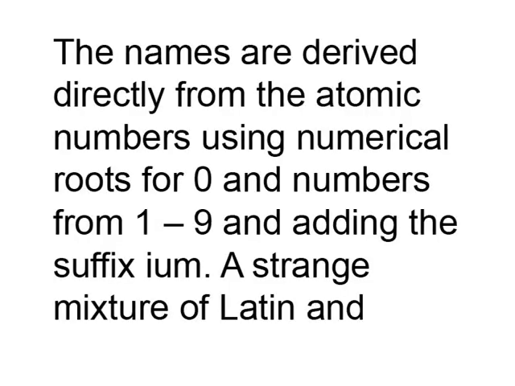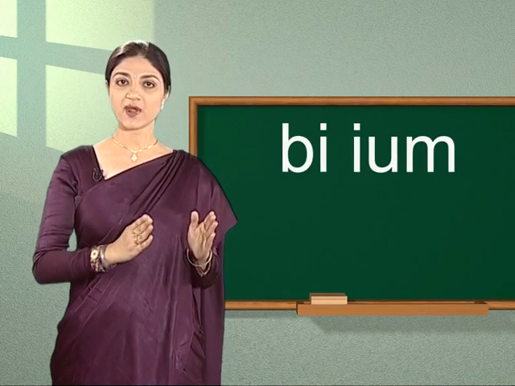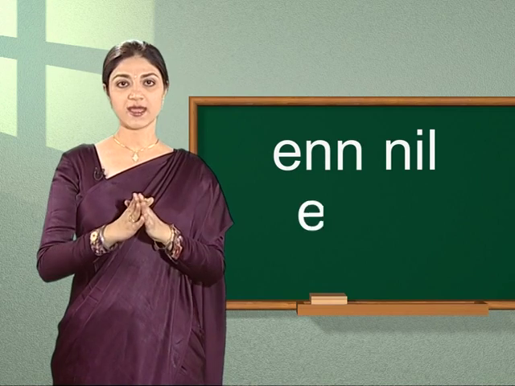The main points of this nomenclature are: the names are derived directly from the atomic numbers using numerical roots for 0 and numbers from 1 to 9 and adding the suffix "-ium". A strange mixture of Latin and Greek roots has been chosen to ensure that the symbols are all different. In certain cases, the names are shortened. For example, bi-ium and tri-ium are shortened to bium and trium, and N-nil is shortened to anil.